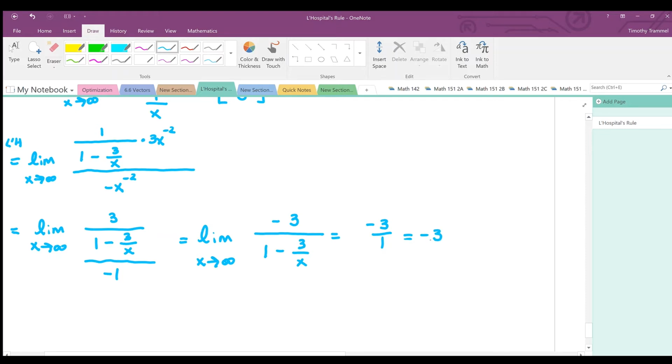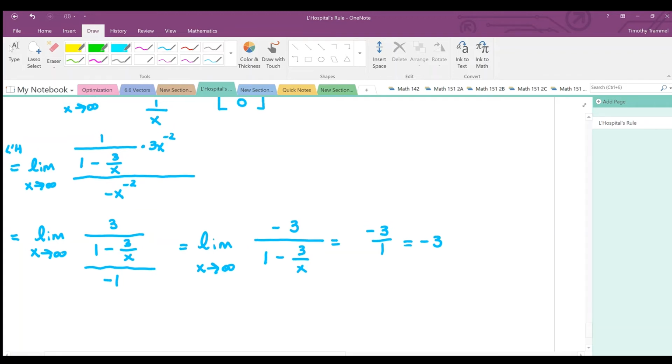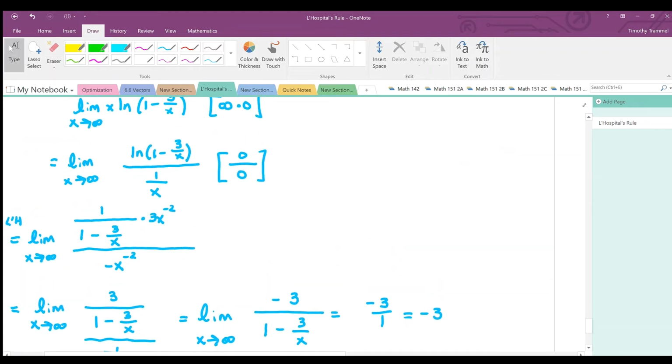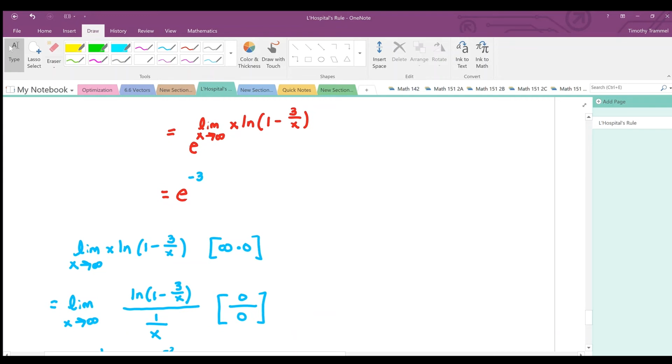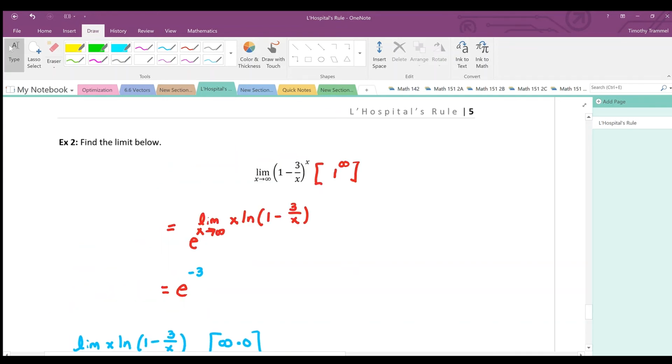Now, a lot of people, when they do these problems, because this part took so much work, it feels like this is our answer, minus 3. But remember, our answer is actually e to the minus 3. So if we go back up here, that limit that was in the exponent, again, was minus 3. So we get e to the minus 3. This is our answer right here. But maybe, yeah, I'm just going to leave it like that. This is our answer here.